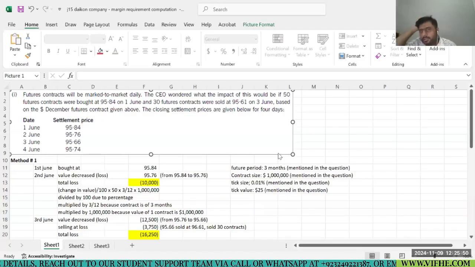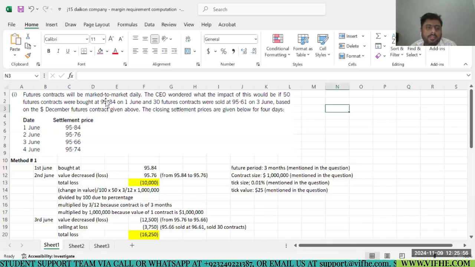Okay, in the same question, Daikon company question, there was a part about the margins. So let's discuss this specific part now. This was about the margin requirement and everything. Futures price will be marked to market daily.